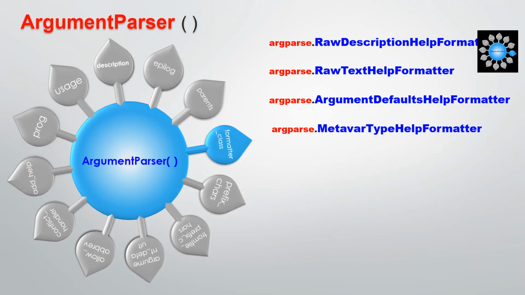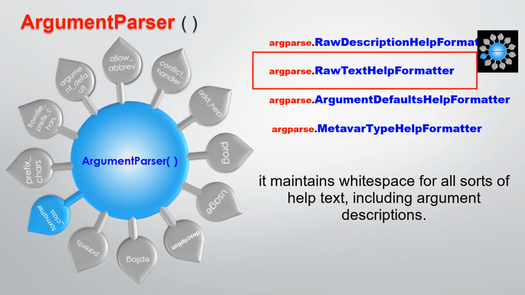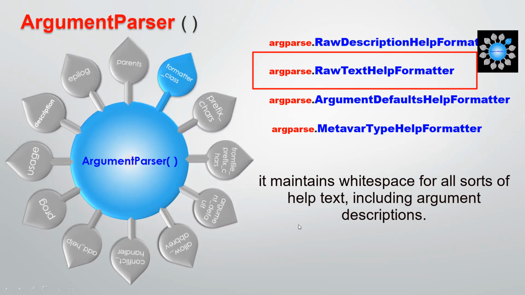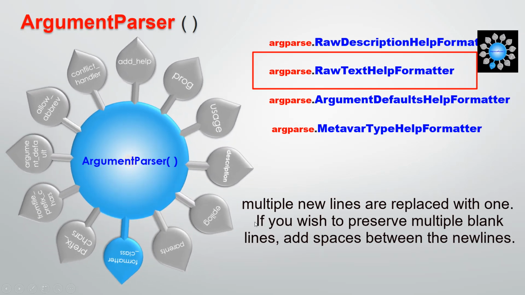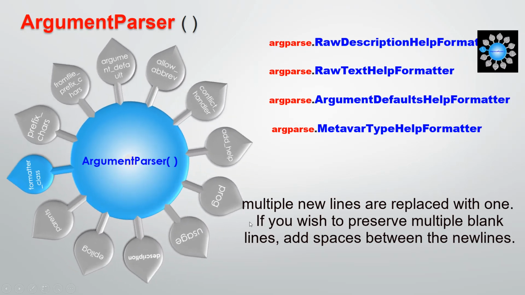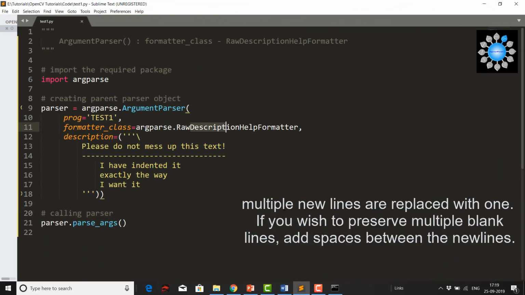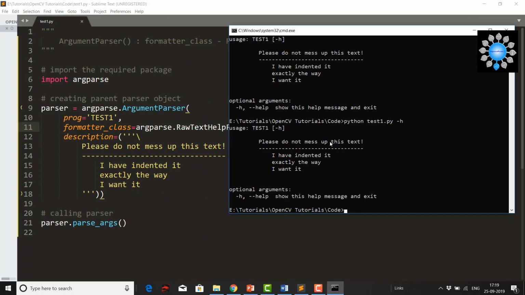Now the second formatter class is RawTextHelpFormatter. It maintains white space for all sorts of help text, including argument descriptions. However, multiple new lines are replaced with one. If you wish to preserve multiple blank lines, add spaces between the new lines like this. Now we will see the output. See, observe this as this. Like this, we can customize the help text using RawTextHelpFormatter.